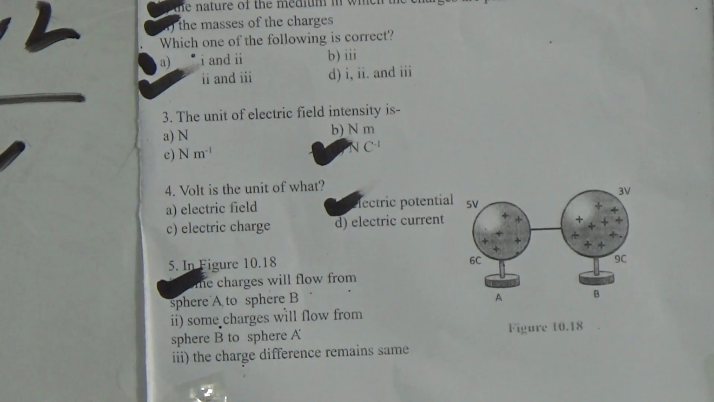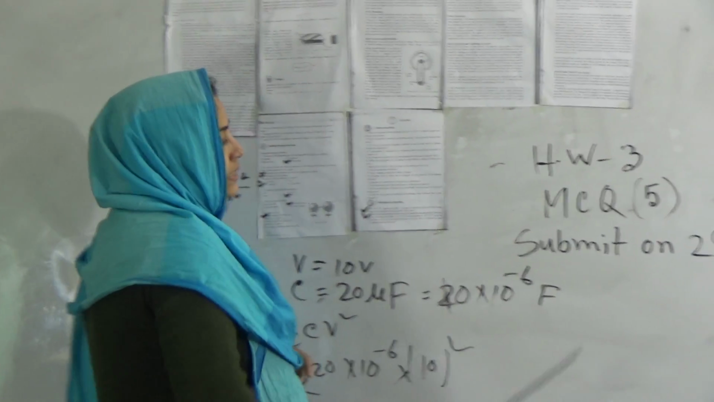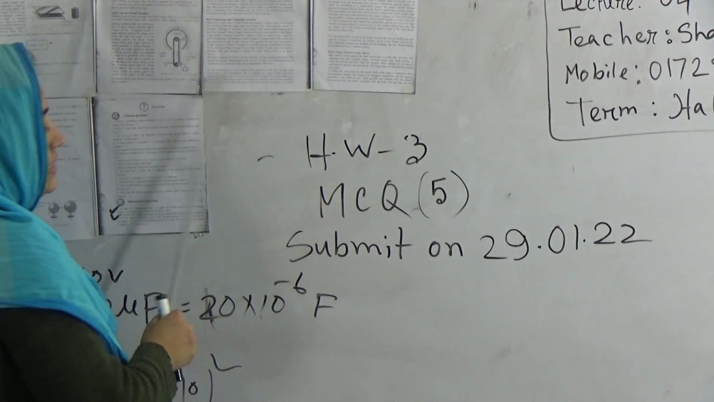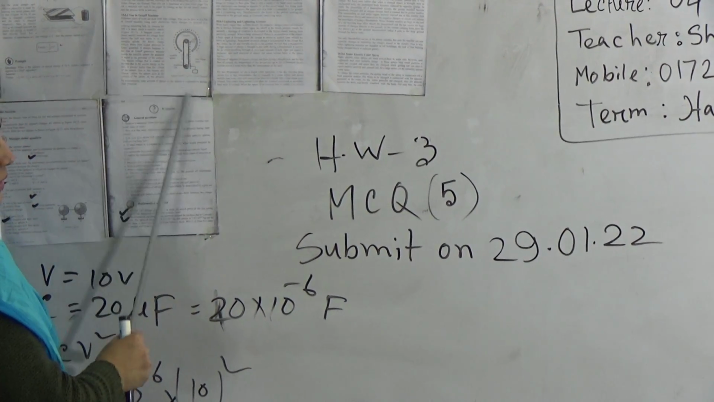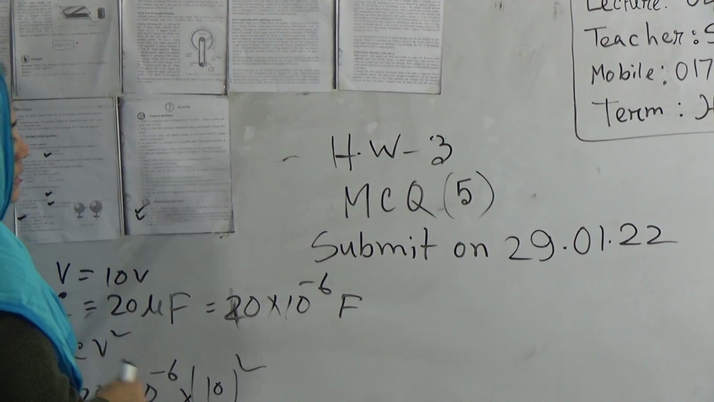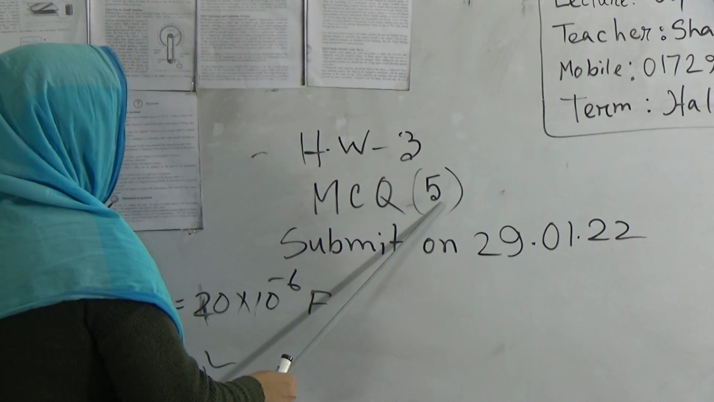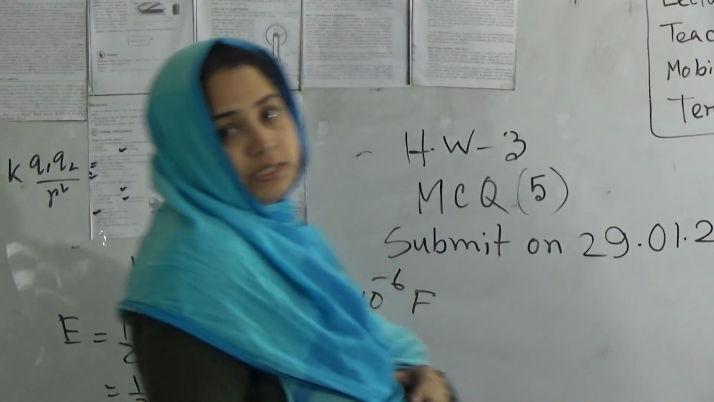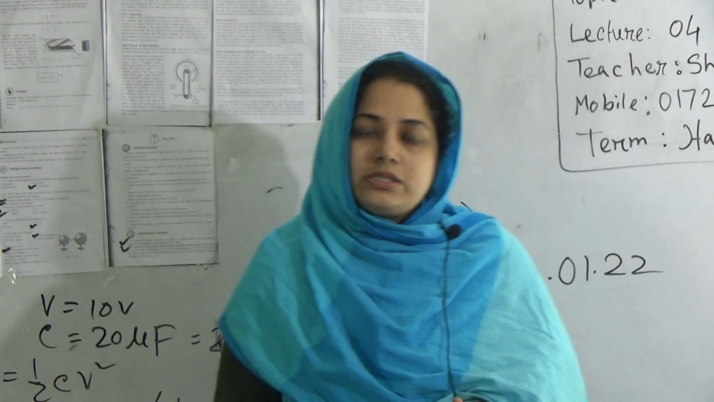My dear students, I think all of you have understood our today's topic. Your today's SW number is 3, and make 5 MCQs from this chapter. My dear students, from this chapter static electricity, you have to make 5 MCQs and submit them on 29 January. I think all of you have understood our today's topic properly.